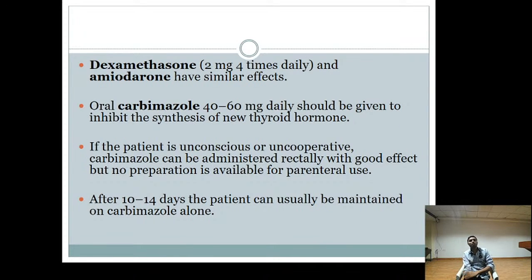Dexamethasone and amiodarone have similar effects. These are also used in management of thyrotoxic crisis. Oral carbimazole 40 to 60 mg daily is given, and if the patient is unconscious, then carbimazole can be administered rectally. There is no parenteral preparation available for carbimazole. After 10 to 14 days, these patients can usually be maintained on carbimazole alone.